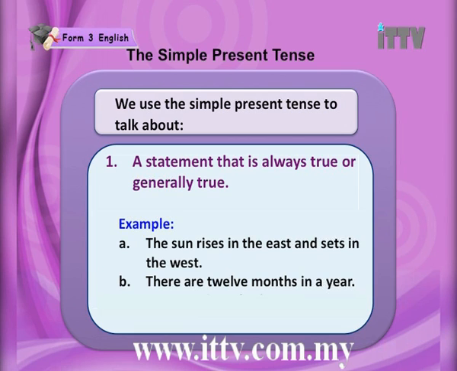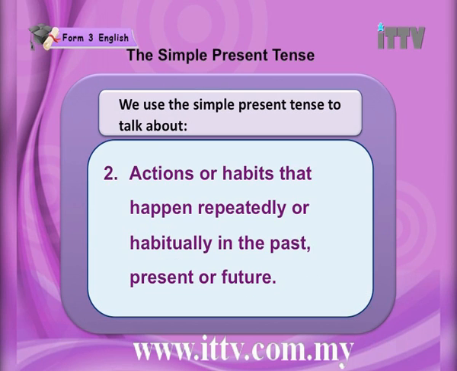B, there are 12 months in a year. C, my name is Catherine. Next, we use simple present tense to talk about actions or habits that happen repeatedly or habitually in the past, present, or future.